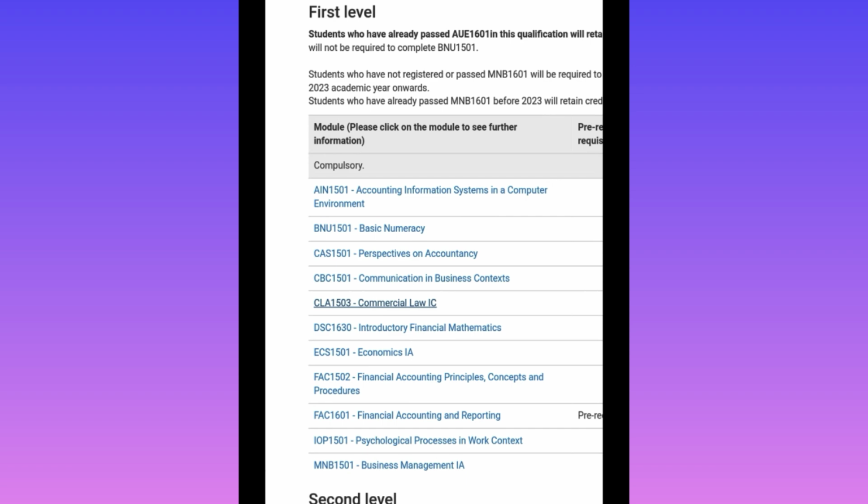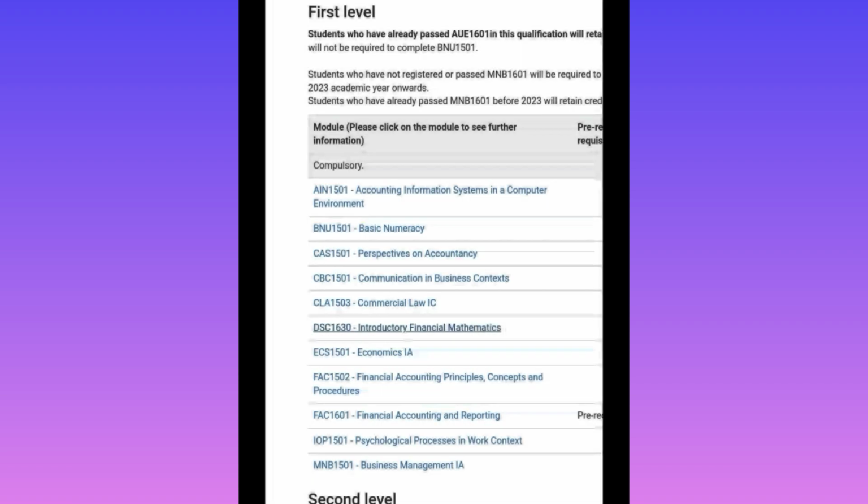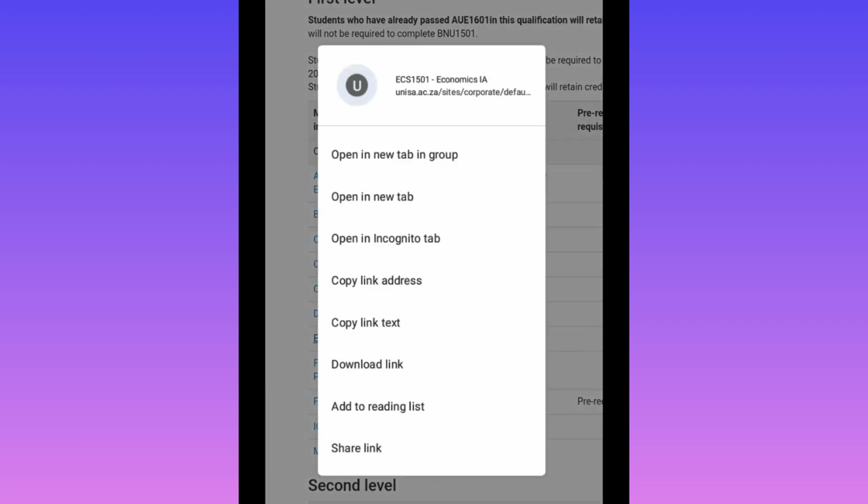Then introductory financial mathematics. Once you did well in basic mathematics, you are good to go for introductory financial mathematics, because it's all mathematics, and this one also has an exam. So yeah, this one is a bit critical, it's a bit challenging, but to those who are good in mathematics, they don't have problem with this one. The next one is economics.